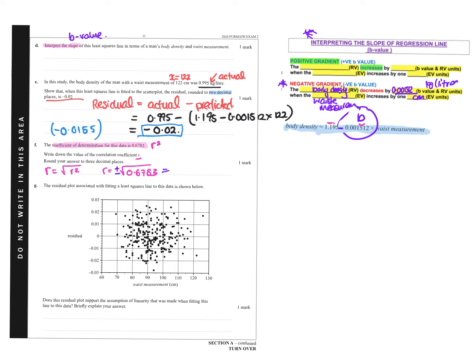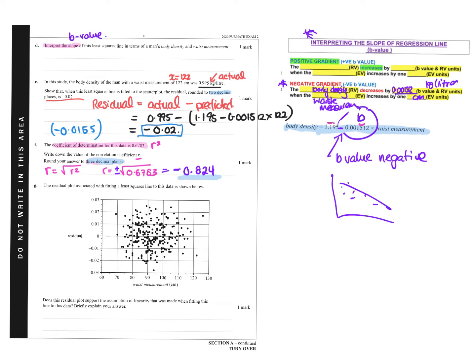So if we do the square root of R squared, we'll end up with 0.824. Now, we know it's negative, and we know that because the gradient, the B value, is negative. So that means the graph is going downwards, which it was, like it was a downward scatter plot. So it means the R value would be negative. Okay, once again, make sure you highlight the 3 decimal places and that your answer is in those 3.